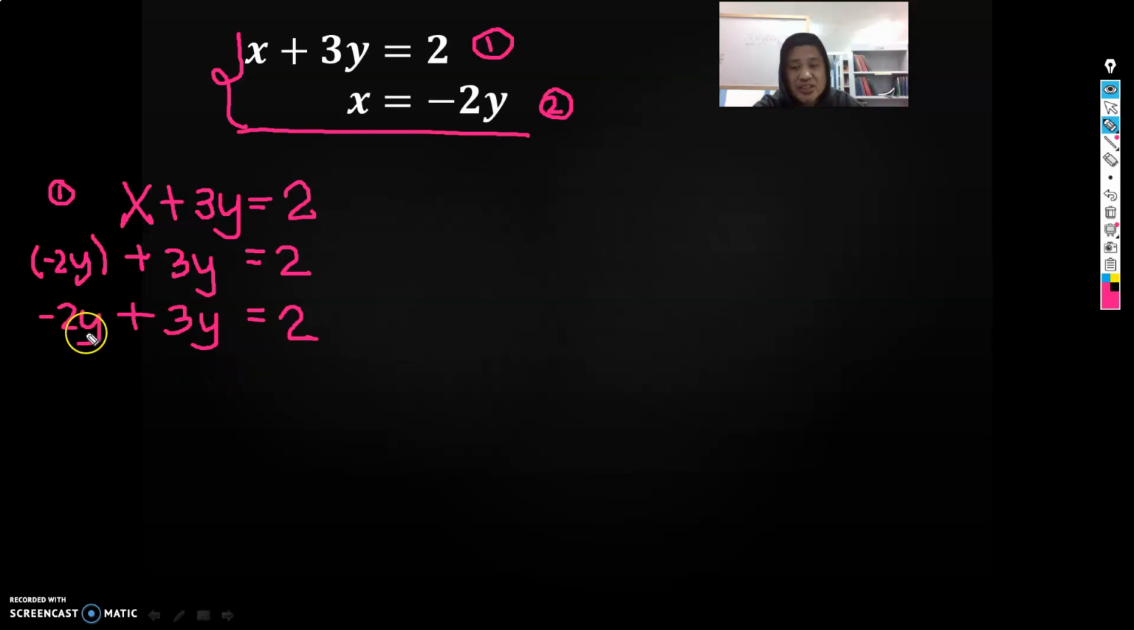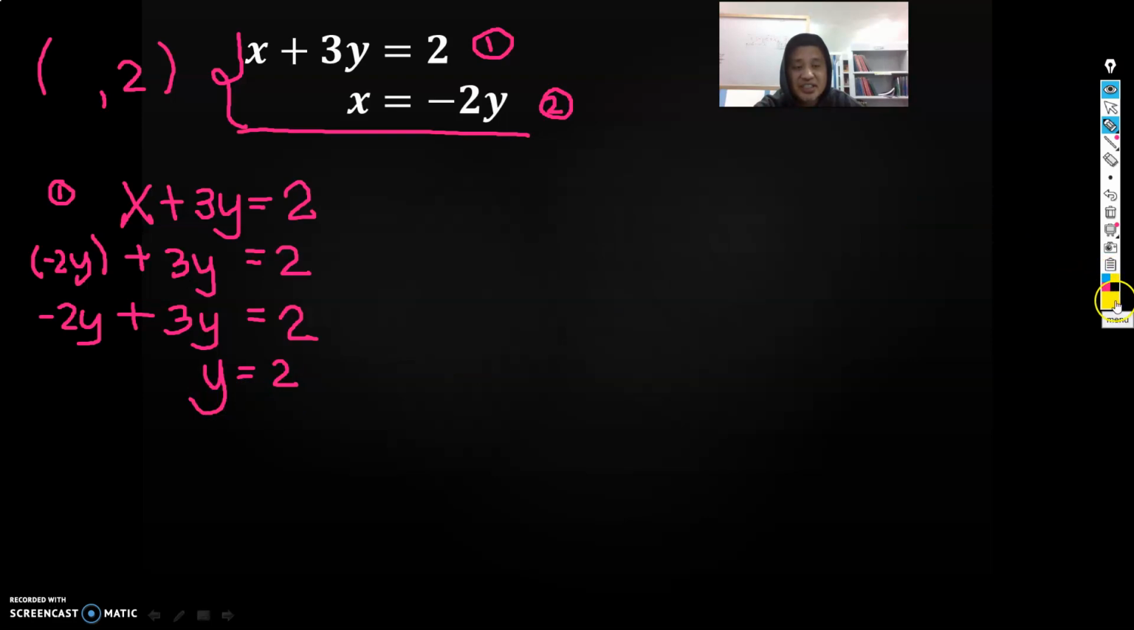So, notice na nung isinubstitute natin yung value ng x, naging parehas siya ng y. Alam naman natin na ang same variable ay pwede nating i-add or i-subtract kasi parehas sila ng variable. In this case, parehas silang y. So, ang gagawin natin, negative 2y plus 3y is y equals 2. So, therefore, yung unang ordered pair is 2. Okay. Kasi sabi dito, y is equals to 2.